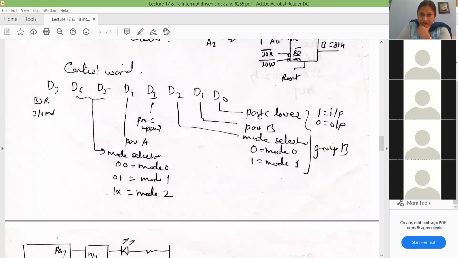So port C lower is input. Input means this bit should be 1. Understood? Because on port C lower you have connected switches. So this is input, so this bit should be 1.